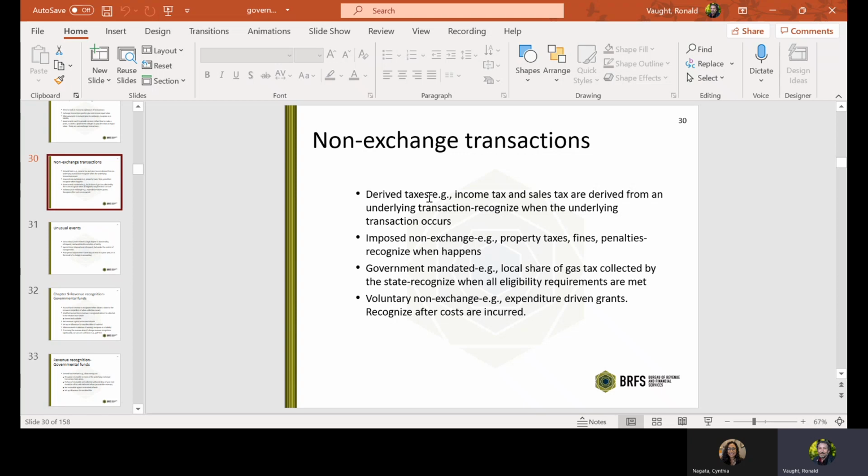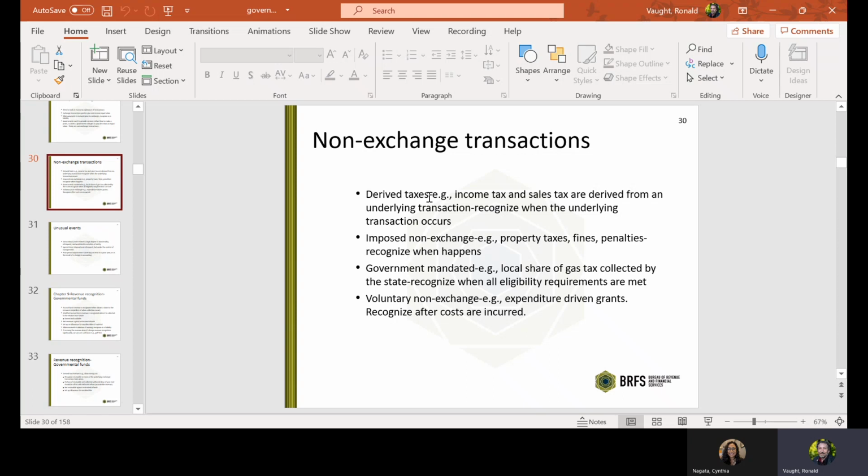Government mandated. So our local share of gas tax collected by the state. So for the state, it's a tax. But for us, we're just getting, based on a formula of population and road miles, we get a share, just like the counties and cities all over the state. And we recognize that when all the eligibility requirements are met.